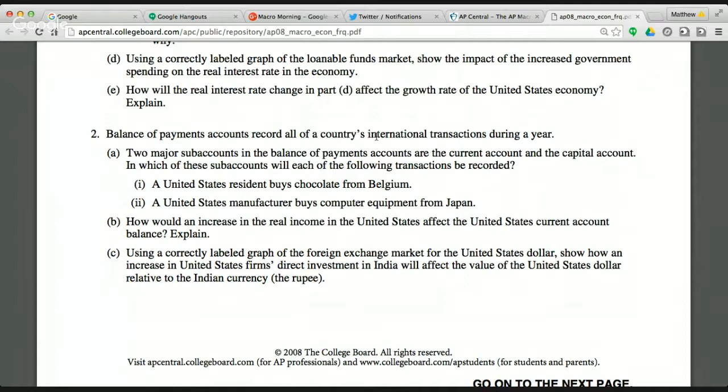Deficit, because the chocolate's coming in and your money's going out. So that's a deficit.